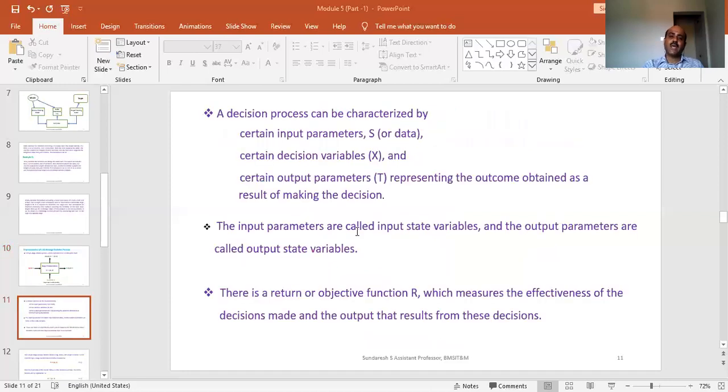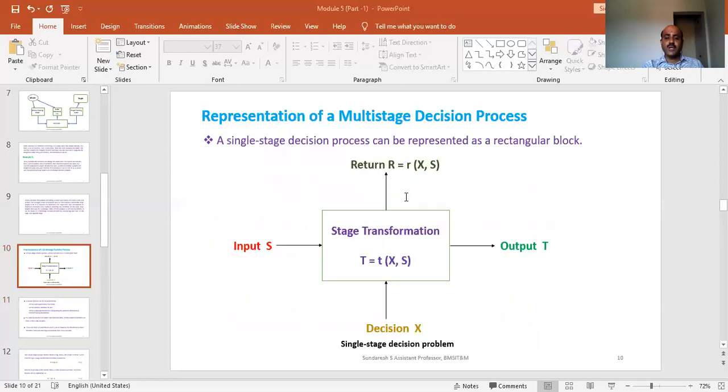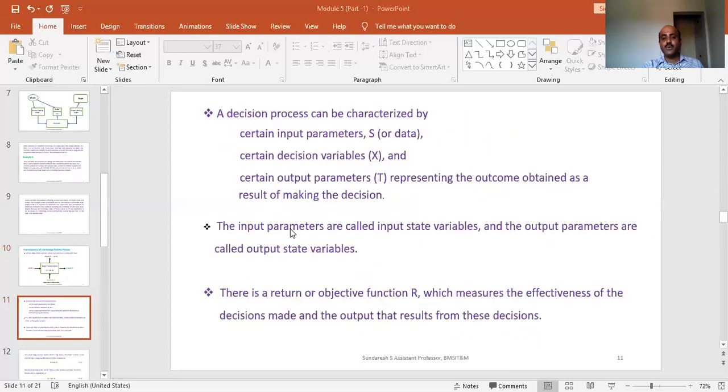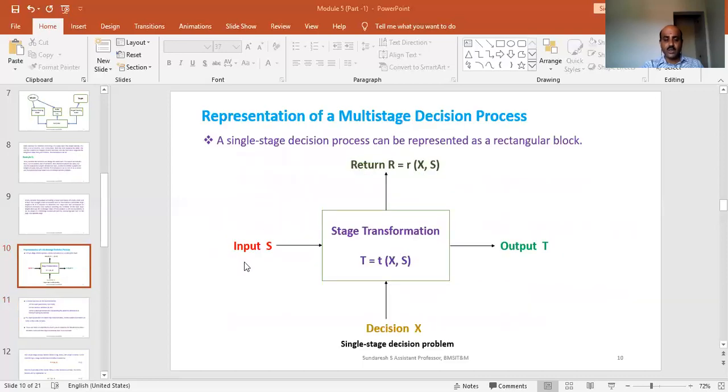The decision process can be characterized by certain input parameters S, or data, certain decision variables X, and certain output parameters T, representing the outcome obtained as a result of making the decision. The input parameters we call input state variables, and the output we call an output state variable. So from now onwards in our dynamic programming problems, S represents input, T represents output, X is a decision, and R is a return.